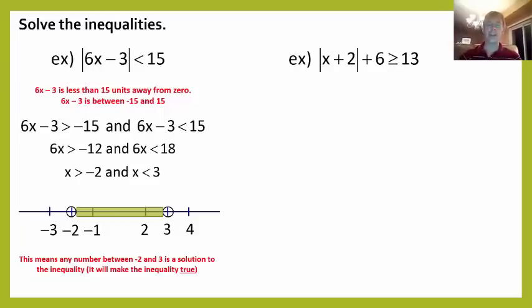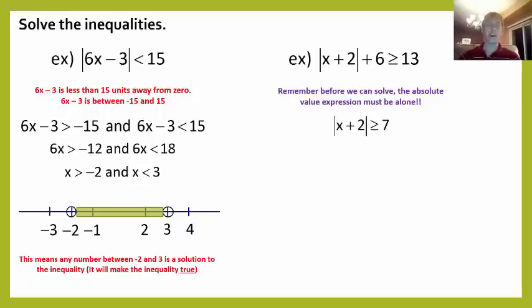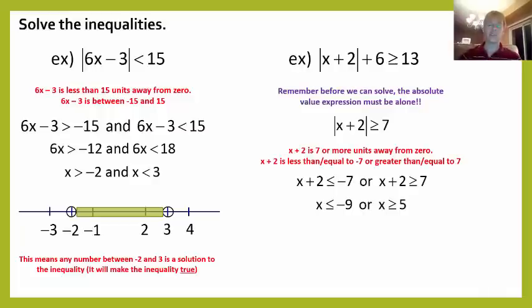Let's look at our second example. Well, one thing we've got to remember from solving equations is that our absolute value expression must be alone. So the first thing I have to do here is subtract 6 from both sides. Once I do that, I have the absolute value of x plus 2 is greater than or equal to 7. So what this is saying is my absolute value, x plus 2, could be 7 or more units away from 0, or it could be negative 7 or less units away from 0. But it's got to be further away, 7 or further units away from 0.